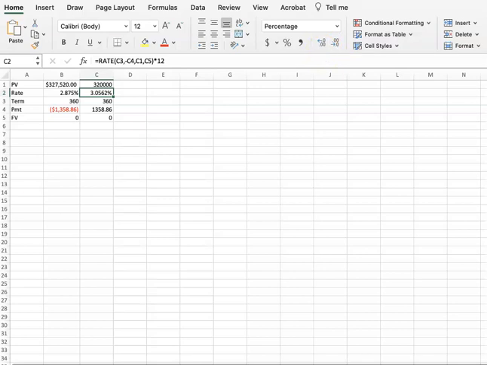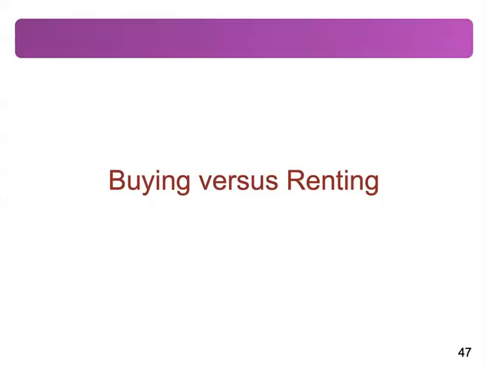But this is a short class, so you probably won't master it in this short amount of time. Before we close out this section, I do want to spend just a few minutes talking about the advantages and disadvantages of buying versus renting. We had a discussion board post where we looked at one way of deciding if you should buy or rent, and here are some other things that you should consider.